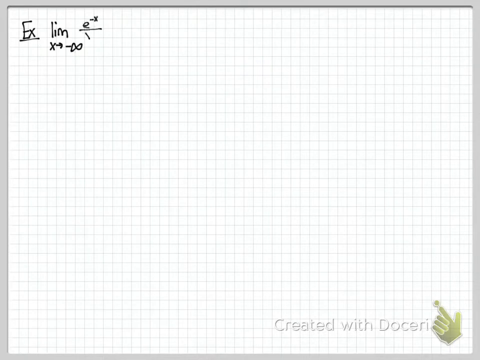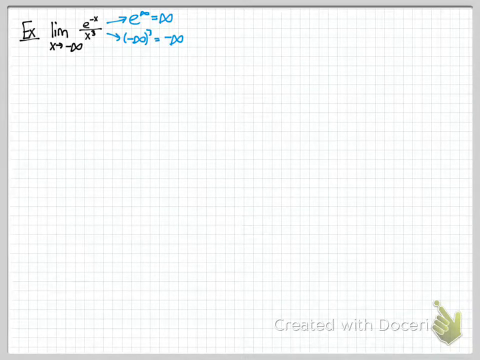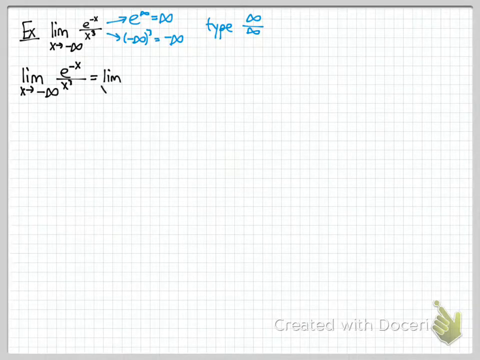Let's see one more example. x is approaching negative infinity, and I want the limit of e to the negative x over x cubed. So let's see, we have e to the negative infinity, that's e to the infinity, and e to really giant numbers is really giant numbers, so that's infinity. On the bottom I have negative infinity cubed, which is negative infinity, so this is an infinity over infinity type. Even though the bottom is negative, it's still an infinity over infinity type. So I get to use L'Hopital's rule.